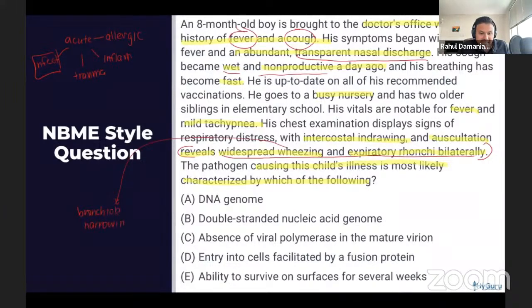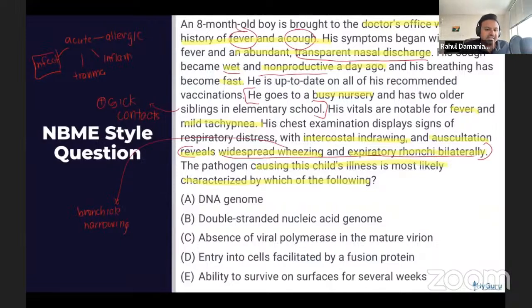And this is going to be a sound heard primarily on exhalation. This sentence right here tells you that it could be viral in the setting of sick contacts. Another thing that the USMLE likes for you to note is that RSV typically happens in the winter months. So watch for that in the HPI.